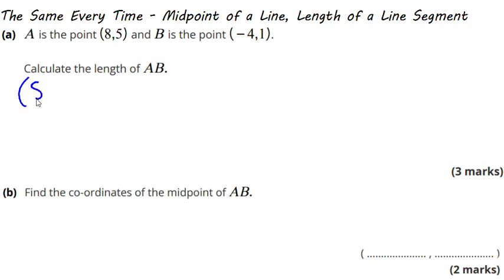Let's try this one then. So I'll write down point A is 8,5 and B is the point -4, 1. So it's helpful to me to write them down, usually one underneath the other. Now, calculate the length of AB. So if I was to join those 2 points together with a straight line, how long would it be?